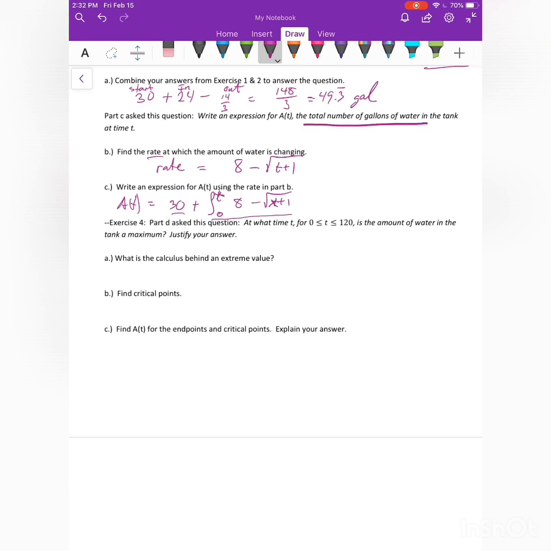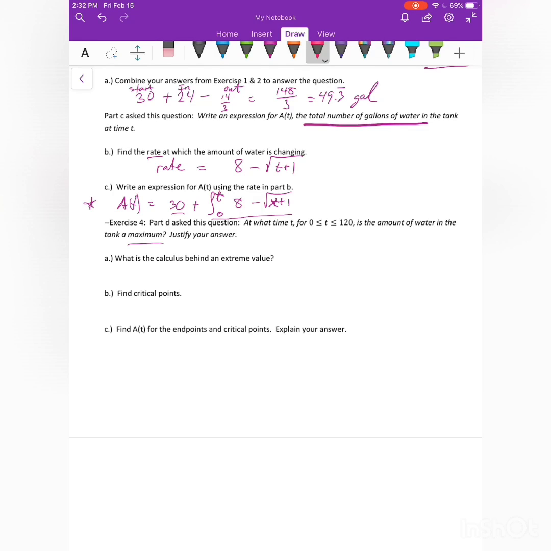All right, and to finish it up, part D in the AP question says, at what time is the amount of water in the tank at a maximum? So there is quite a bit behind this. Now we're trying to find the maximum of the amount of water. So this tells you the amount of water in the tank. Well, if you want to find the maximum of that, you need to find the derivative of that, right?